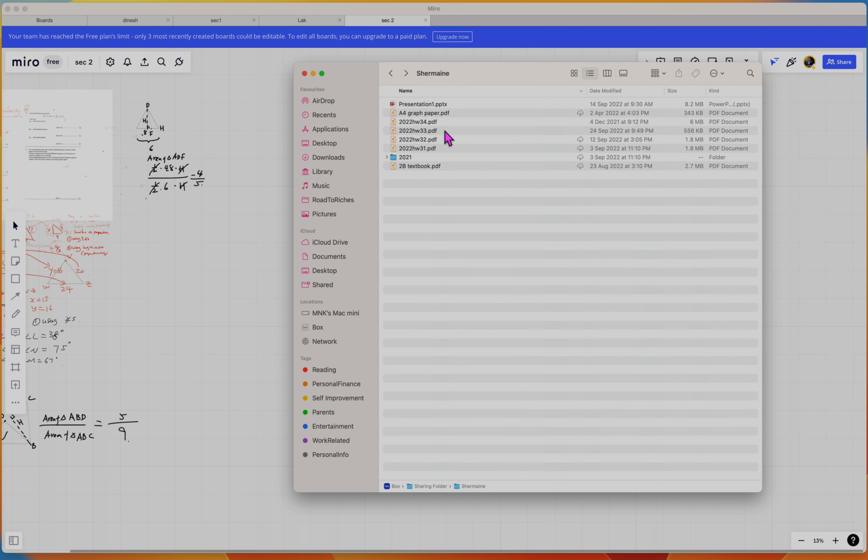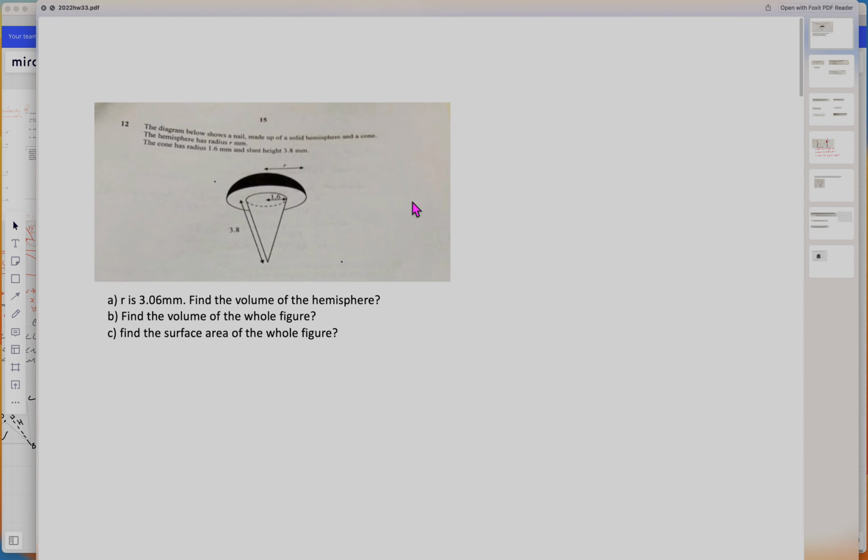Let me just show you one thing. Let's say they give you this. So you see a hemisphere, right? And then you see a cone, right? So they ask you the surface area. They ask you for the volume of the whole figure, and then the surface area of the whole figure.